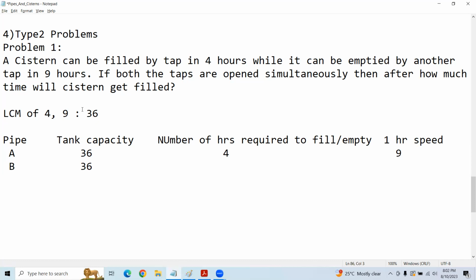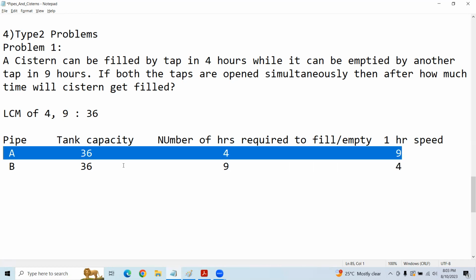Now this is the outlet pipe B, which can be emptied by another tap in 9 hours. So 36 is the capacity, and in 9 hours, it is making it empty. If it is already completely filled, 36 liters, and if we start the tap B, it is going to empty it in 9 hours. So what is the 1 hour speed? 36 by 9, that will be 4.